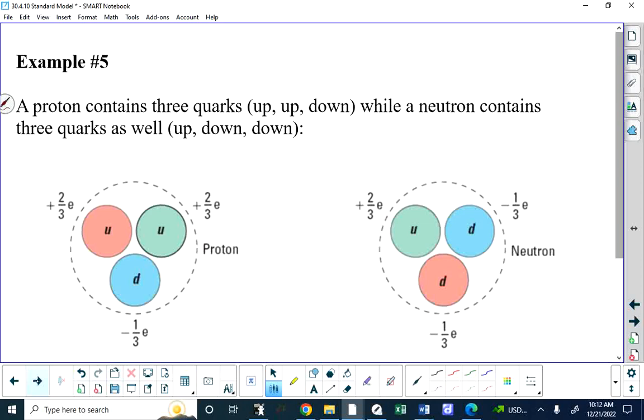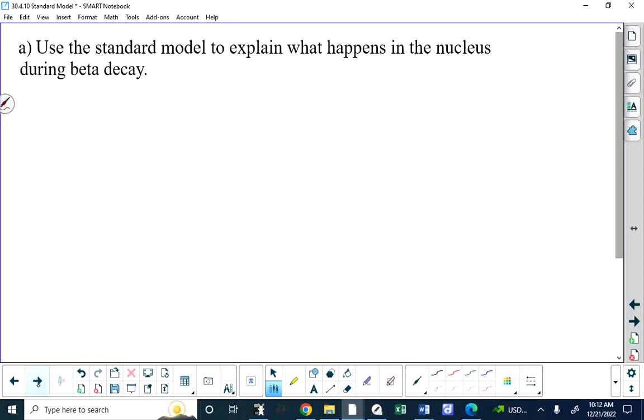Color charge was invented to explain what's going on here. But you may see different colors on an exam. Here's a proton, there's a neutron. The question is, use the standard model of matter to explain what happens during beta decay. Okay, that's a pretty vague question. So we need an element. Jack, can you give me an atomic number greater than, say, 10?